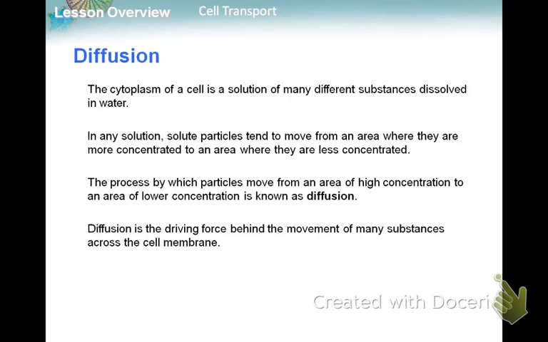As we discussed today, diffusion is movement of anything from an area of high concentration to an area of lower concentration. A lot of particles and substances that move across the cell membrane are because of diffusion, because we're moving from an area of high concentration to an area of low concentration.